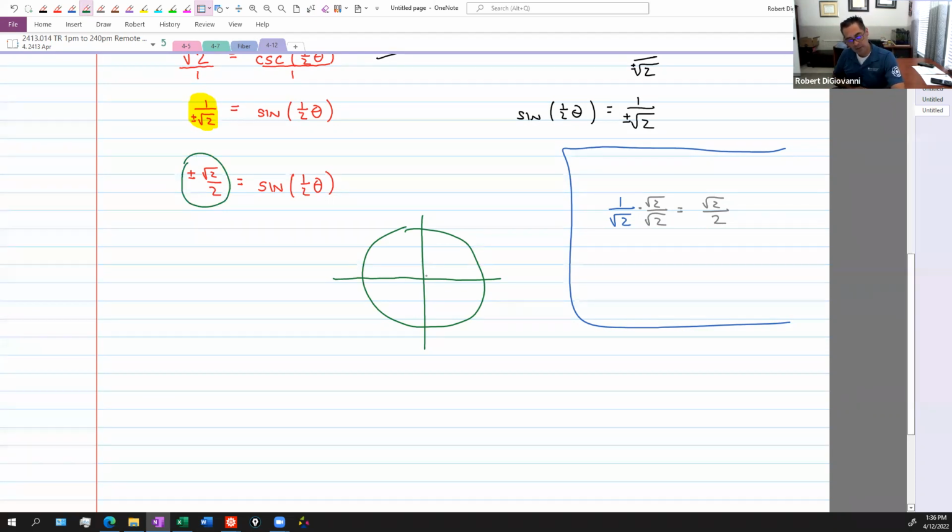Well, the y coordinate here at 45 degrees is root 2 over 2. Over here, it's also root 2 over 2. Down here, it's negative root 2 over 2. And over here, it's also negative root 2 over 2, right? My y coordinates.